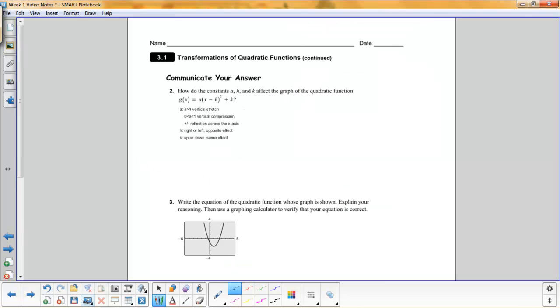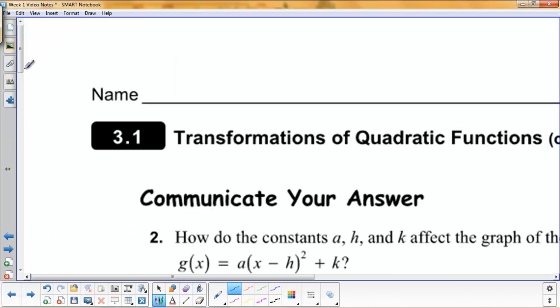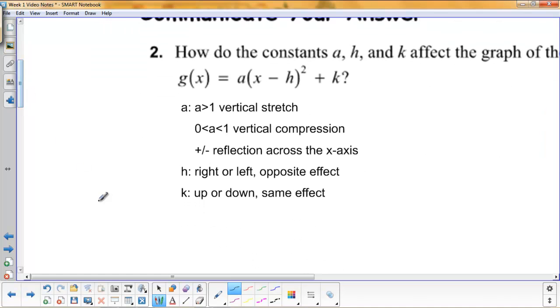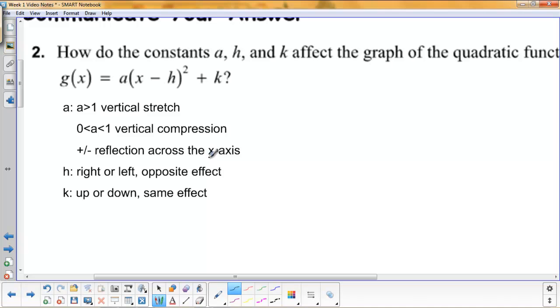All right, we're going to take a look at A, H, and K specifically so that you can have a clear understanding of their effects. As I said, this is just review, but we just have to talk about it one more time.